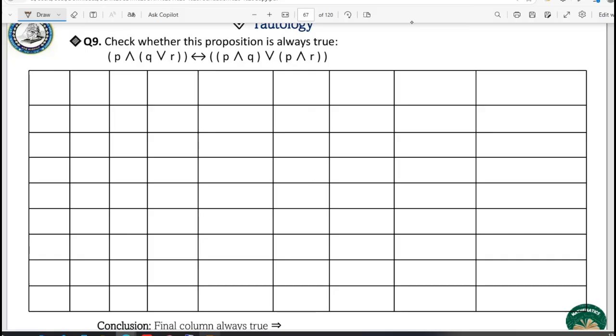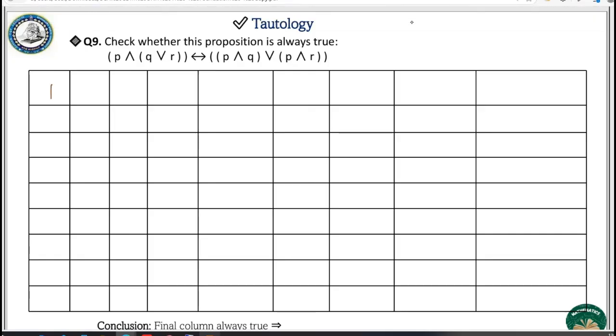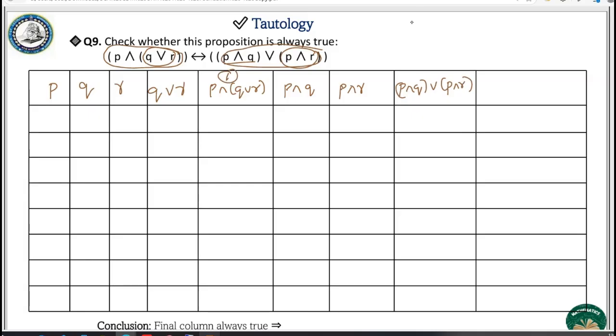Moving on to the next question, check whether this proposition is always true. We have three propositions P, Q, and R. Here we will take the bracket which is inside, so it will be Q or R. Then we take the whole thing together: P and (Q or R). Then the second side: P and Q, P or R in the second bracket, taken together: (P and Q) or (P and R). Then we'll call this 1 and this 2, and between 1 and 2 we have to check the double implication condition.